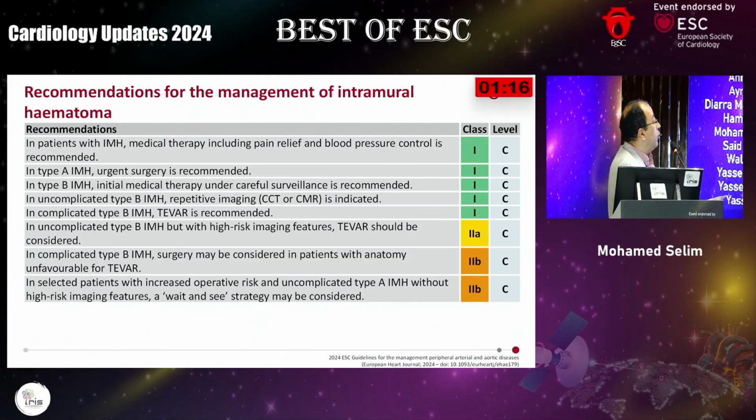Now we will go for the recommendations for the management of intramural hematoma, and the recommendations for this are in line with the same recommendation of the acute type A aortic dissection. If it is type A, urgent surgery is recommended. Type B, initial medical therapy under careful surveillance. If uncomplicated, repetitive imaging. If it is increasing, you will go for surgery. And in complicated type B intramural hematoma, TEVAR is recommended.